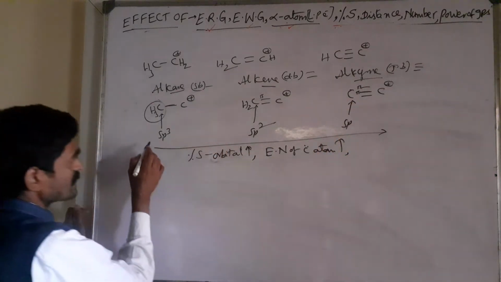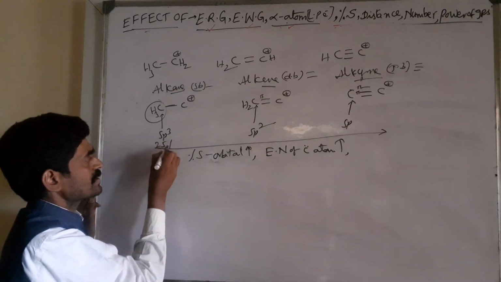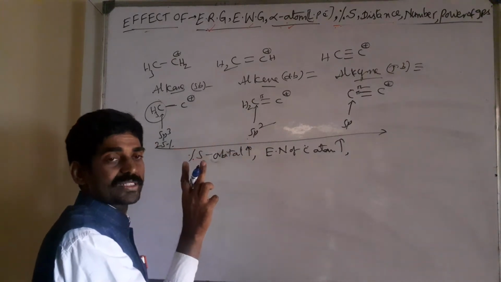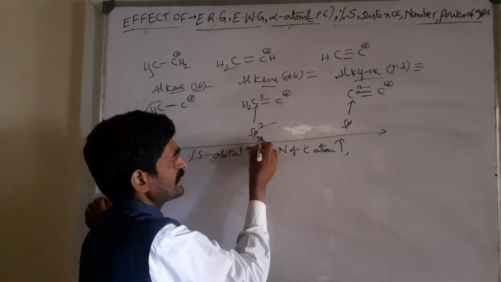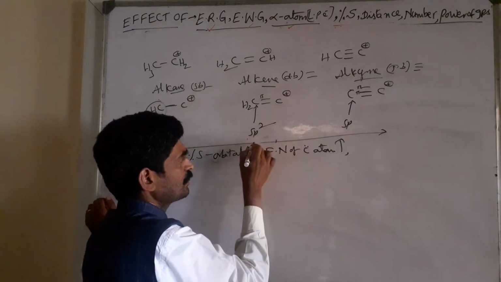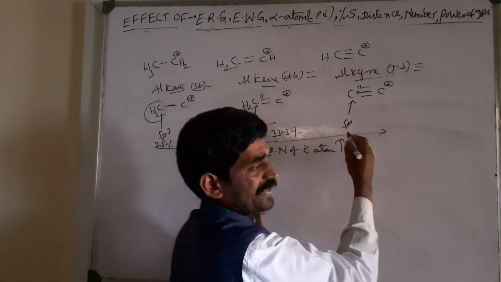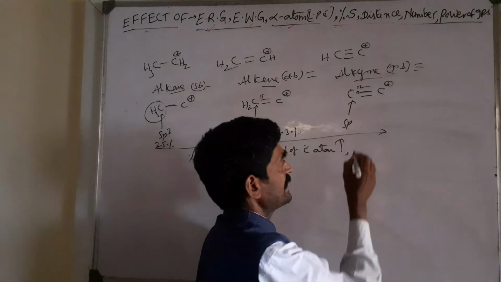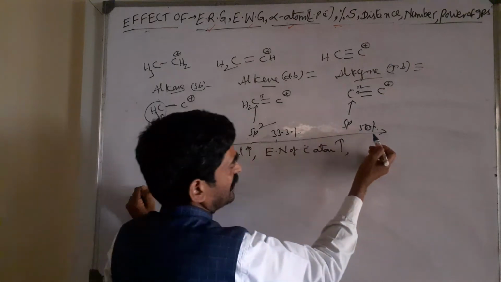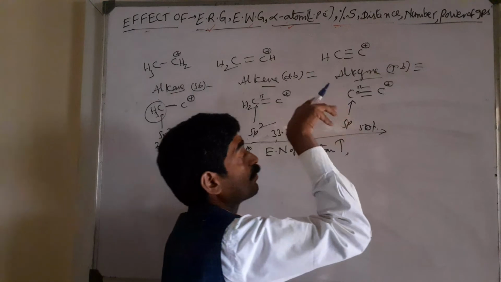In sp3, one s orbital and 3 p orbitals participate, so the s orbital character is 25%. In sp2, one s atomic orbital and 2 p atomic orbitals, 1 plus 2, so the s orbital character is 33.3%. And sp means 1 s and 1 p, that is 50% s orbital character. So from 25 to 33.3 to 50%, the s orbital character increases. So a carbon with more s orbital character is a more electronegative carbon.